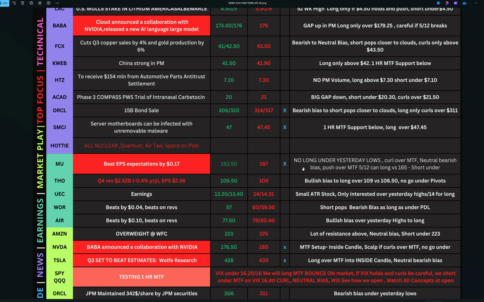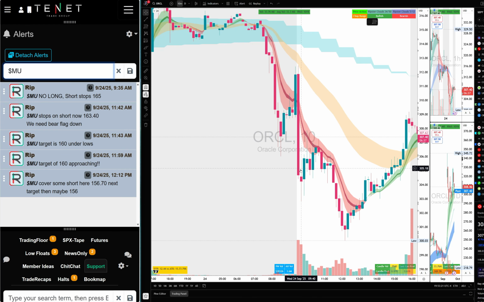It was also an MTF setup. The plan in pre-market was pretty simple. No long under yesterday's lows. Call over MTF, neutral bias, push over MTF can be long versus 165, short under it. Read carefully, pause the screen, read carefully, and let's see what happened.